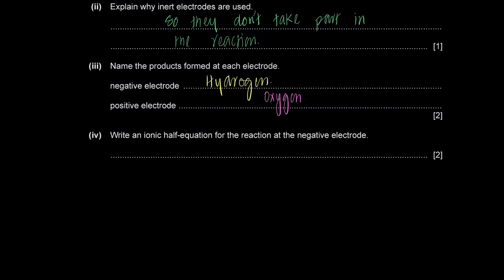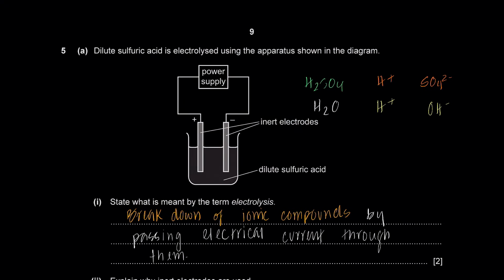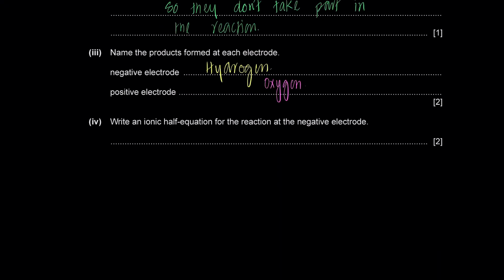Write an ionic half equation for the reaction at the negative electrode. Negative electrode, hydrogen is going there. That's easy. H plus plus electrons give you H2, 2H plus plus 2e minus gives H2.